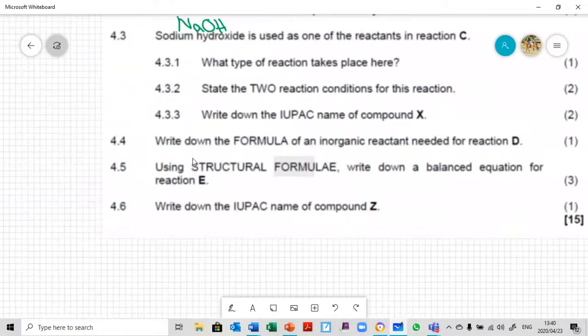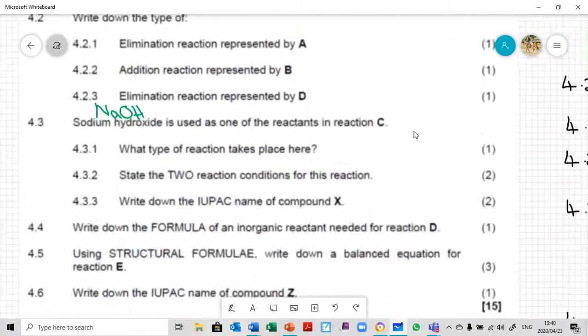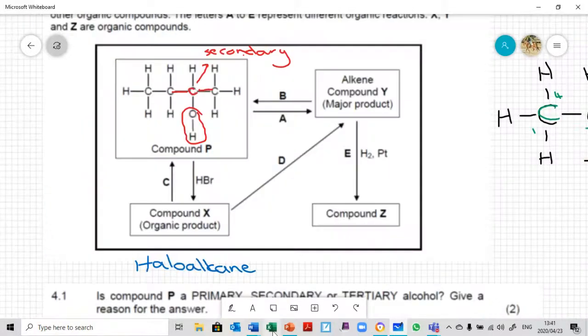Okay, we've got reaction D, the structural formula for E with the equation balanced, and the IUPAC name of Z. Let's quickly look. Where's D? Over there, D. They want to know the inorganic reactant needed for reaction D. That is code for: what is the catalyst? So they want the catalyst.